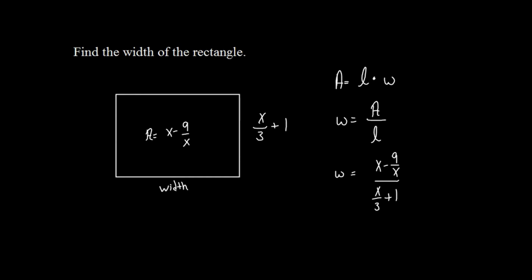We have a complex fraction that we must simplify, so we'll multiply all the terms by the common denominator of the smaller fractions, which in this case is 3x. So 3 times x and 3 times x. Every term will be multiplied by 3x. And then we will just cancel the x's. We'll cancel the 3's here, and then we'll rewrite our expression as (3x squared minus 27) all over (x squared plus 3).